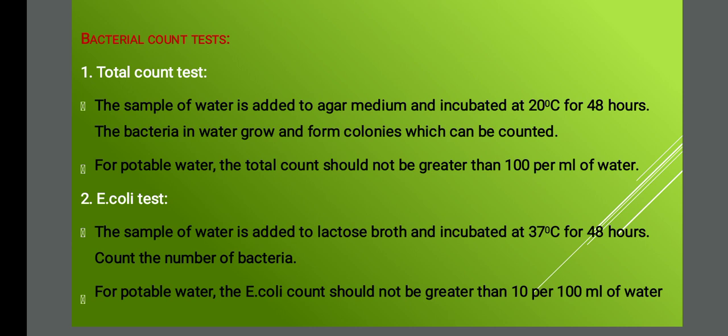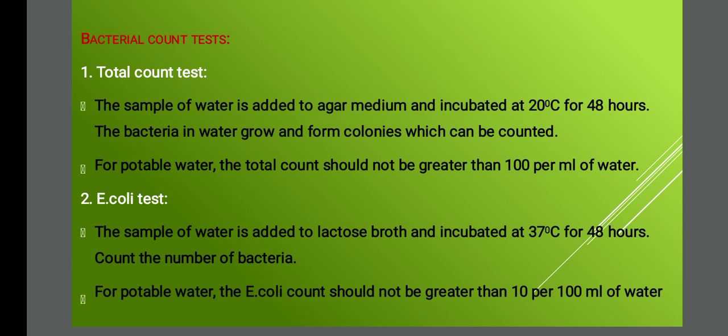For potable water, what is allowed is 10 per 100 ml of water. There should be only 10 in 100 ml of water. If it is more than 10, it is not good for health. Is it okay? So this is something about the bacterial count test. Two tests we have seen. One is the total count test. Another one is the E. coli test.